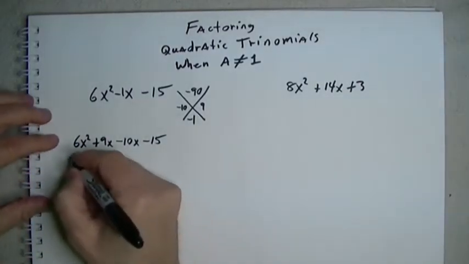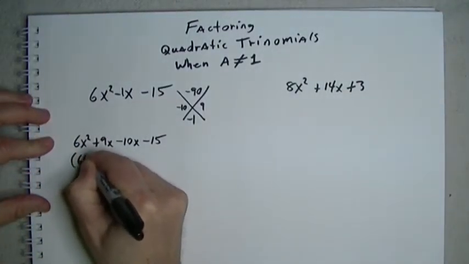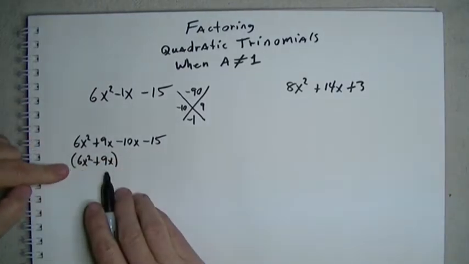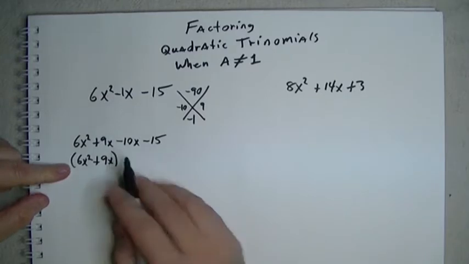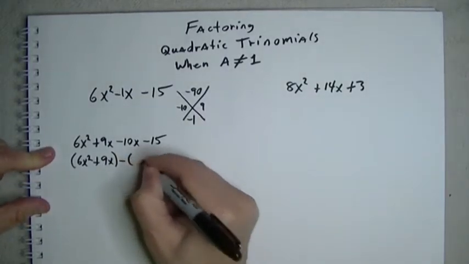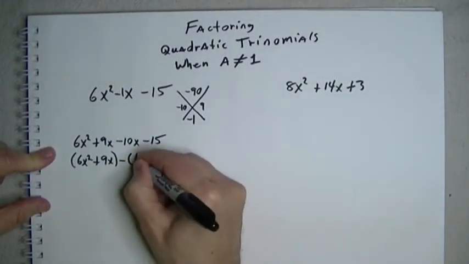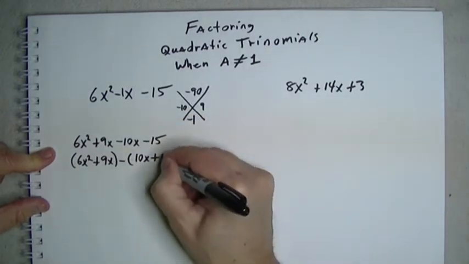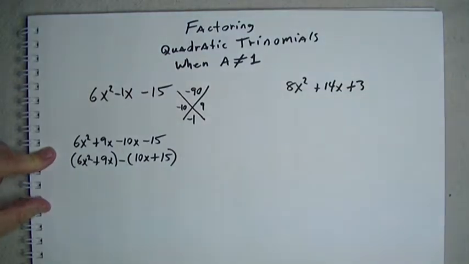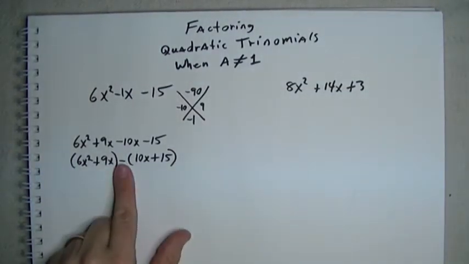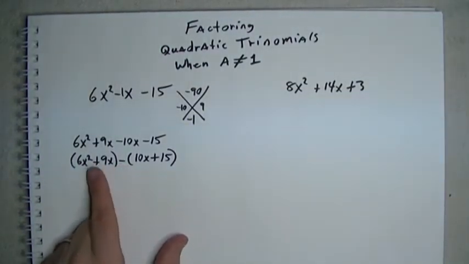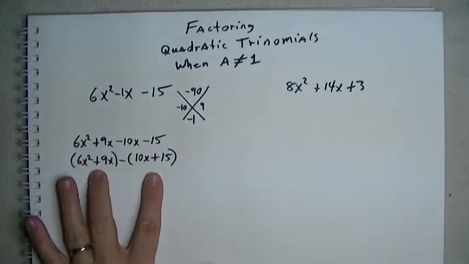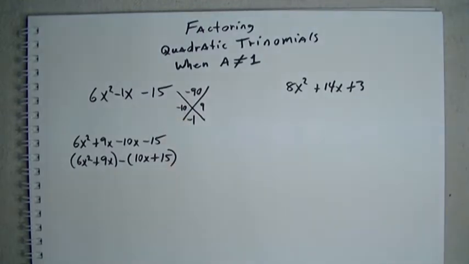Now I'm going to do some grouping. I can group the 6x squared plus 9x. I've got a minus in between these terms, so when I group these terms I'm going to change that sign. It's going to be 10x plus, notice this change, plus 15. Okay, so now I've got them grouped, I've got a minus in between. Now all I have to do is factor each grouping, and hopefully I'm going to be left with the exact same binomial. It should work out because I used my magic numbers.